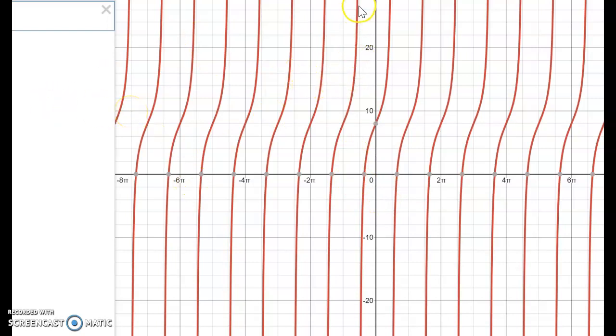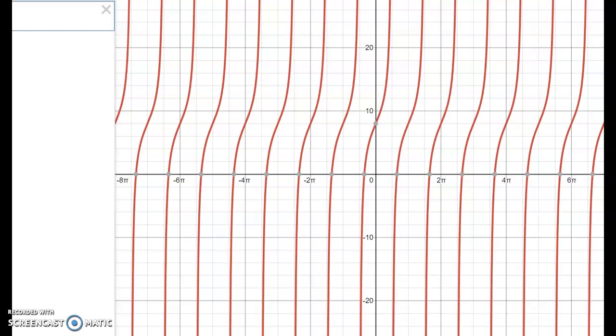So within one period, how many times does the tangent graph touch the x-axis? The answer is 1 time. It only touches it 1 time between any two given vertical asymptotes, which is 1 period, from negative pi over 2 to pi over 2, or pi over 2 to 3 pi over 2, or 3 pi over 2 to 5 pi over 2. You guys get the idea here.